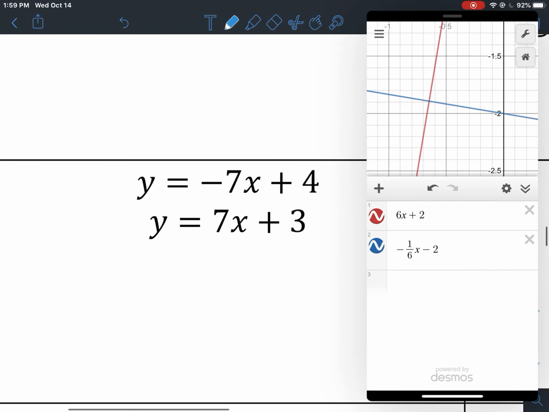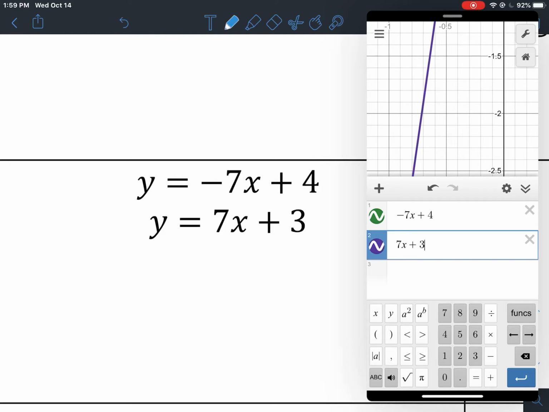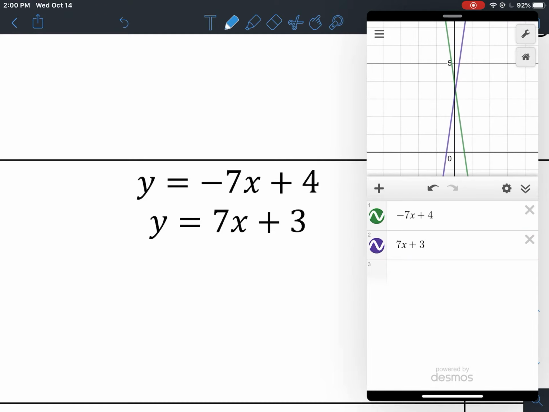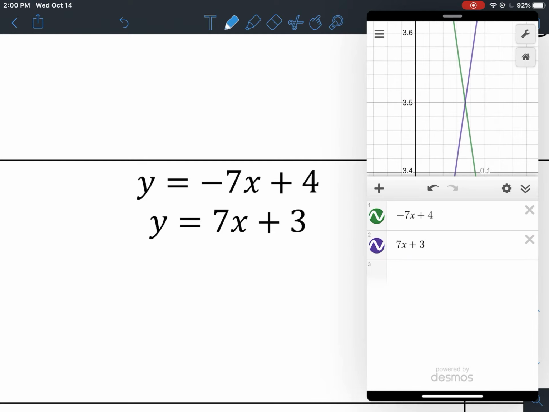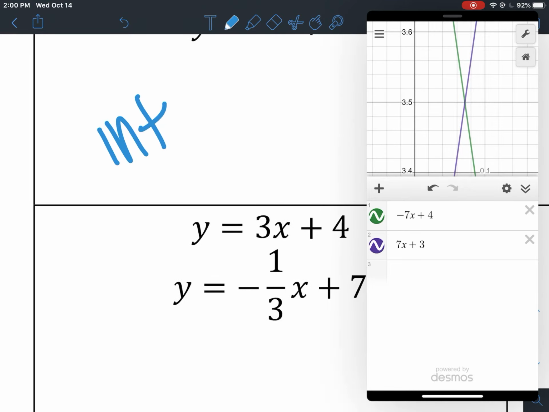For this first one, I'm going to open up my Desmos, cancel out everything that I have, and type in these 2 lines. So -7x plus 4, not 5, 4. And then my second line is 7x plus 3. I can't see anything, so I'm going to hit this home button, and that reorients. I'm going to zoom in. They're definitely intersecting, but it doesn't look like they're intersecting at a right angle. So these ones are just intersecting.